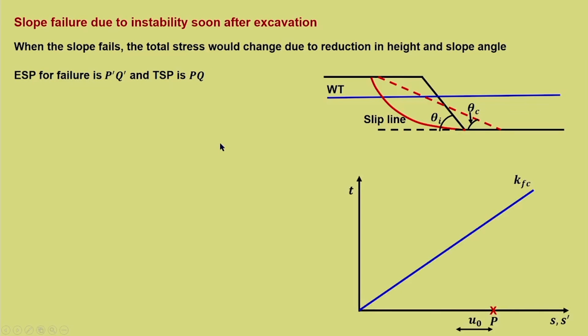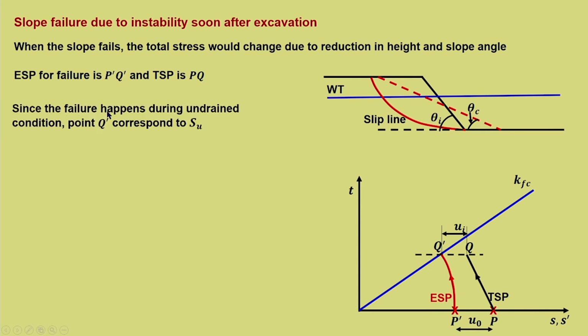So, we will see again what is happening. The initial condition is the same, and this is the total stress path, and P dash Q dash is the effective stress path, that is, immediately after excavation. So, the excavation stops here. So, TSP and ESP, and UI is the initial pore water pressure at the point when the failure takes place due to excavation. Since the failure happens during undrained condition, this strength can be considered equal to the undrained shear strength because it is completely under undrained condition. TSP would have continued to S corresponding to theta I.